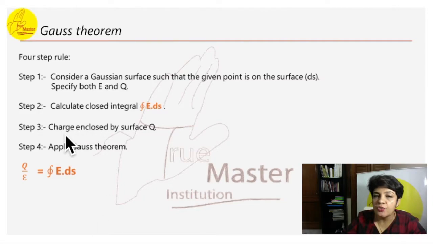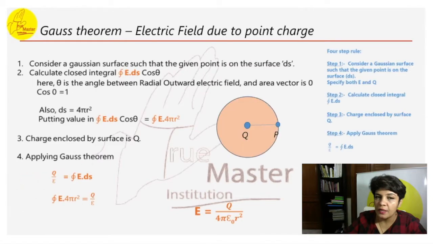Step 3 is to calculate the charge inside a surface. Now the charge enclosed by the surface, say Q, for a point charge. Now this Q will be replaced by lambda L in case of a line charge and sigma A in case of a plane charge. Step 4 will be to apply the Gauss theorem main formula, which is Q by epsilon naught equals closed integral electric field into area.